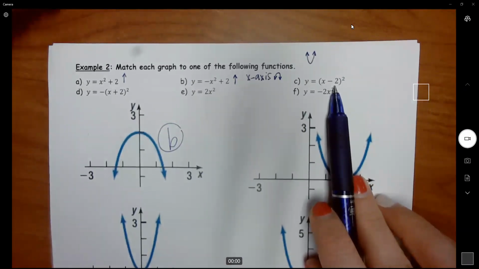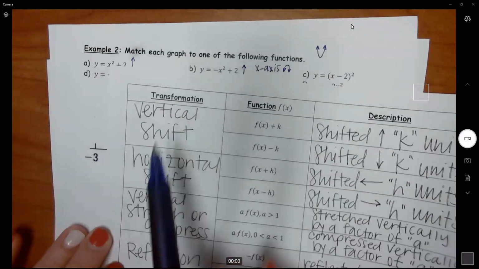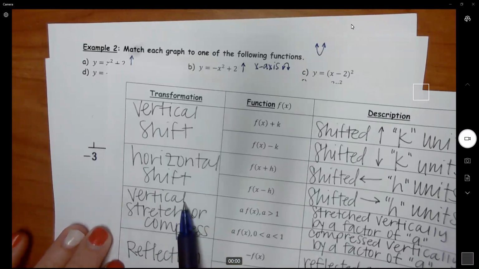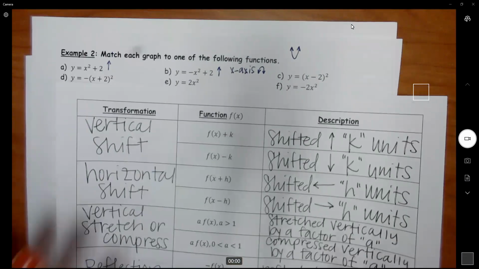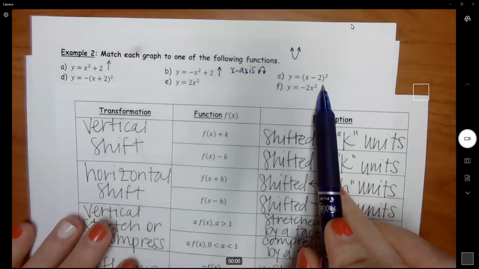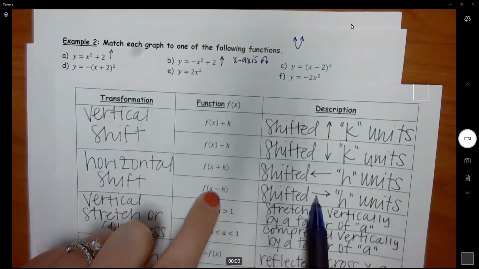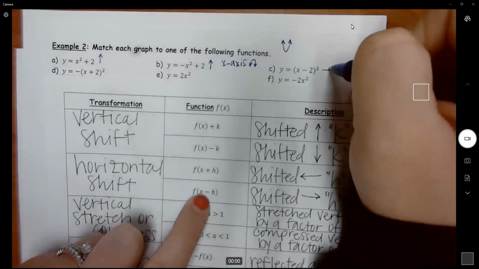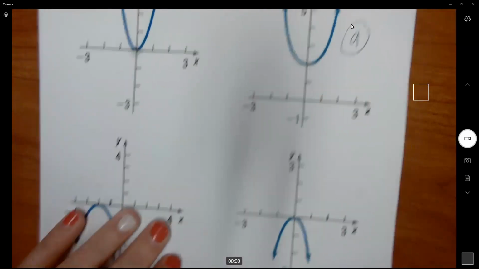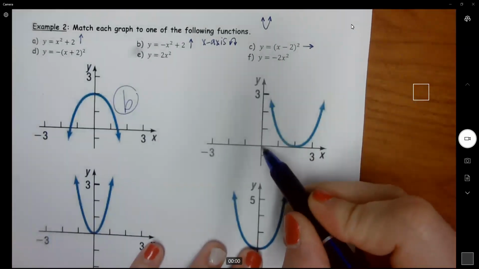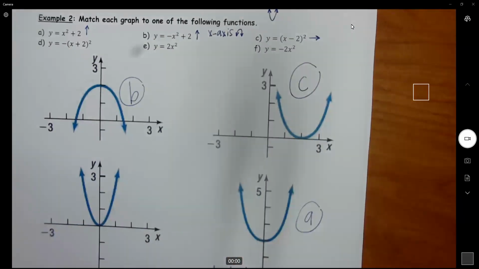So this one here, what's happening? Are we getting a vertical or horizontal shift? Are we being vertically stretched or compressed or reflected? Well, hopefully we can see that this is inside some groupings, so it is inside the function. And because it is minus, that means we are shifting to the right 2. So which one here has been shifted to the right 2 units? And it looks like this one here. It started at the origin and it's been shifted 1, 2 units over.